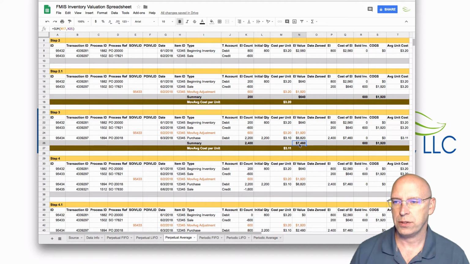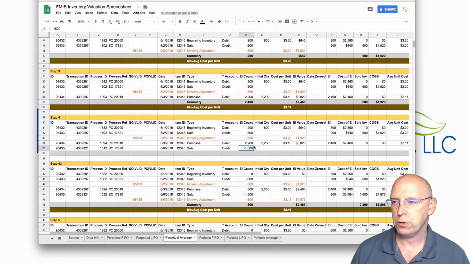our total ending inventory value is $7,460. When we divide $7,460 by 2,400, we get $3.11. $3.11 then becomes our new average cost per unit.